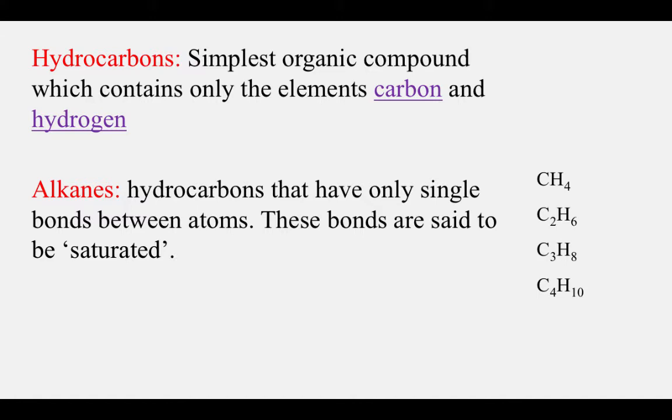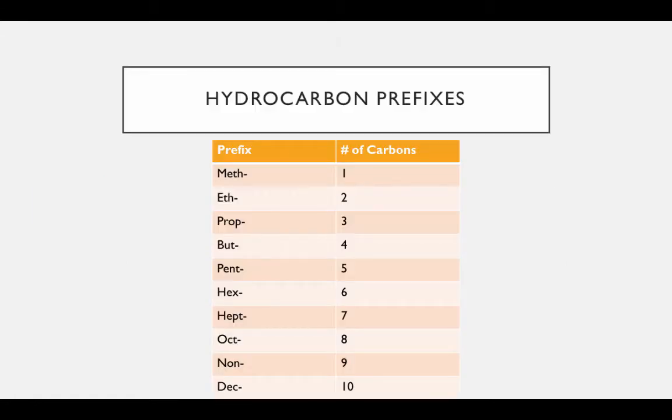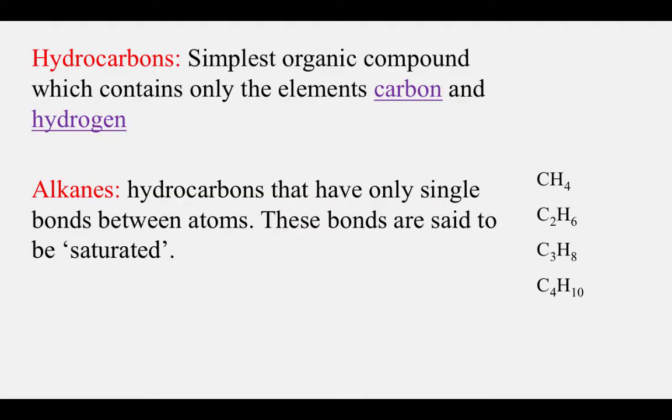The first type of hydrocarbon is an alkane. A hydrocarbon with only single bonds between the atoms is said to be saturated and is deemed to be an alkane. Hydrocarbons get their own prefixes and their own naming system. As an example, if it has one carbon, its prefix is meth. Back on the previous slide, there was CH4, that's called methane.